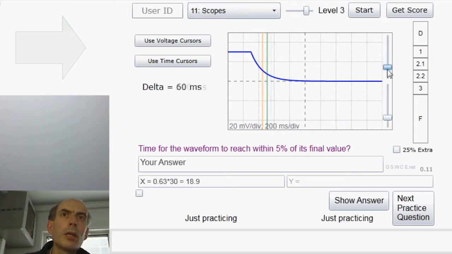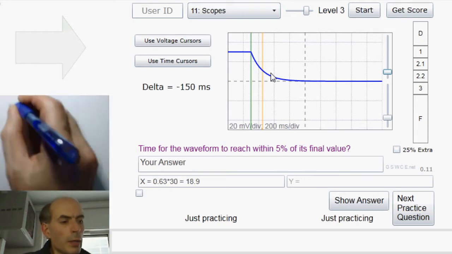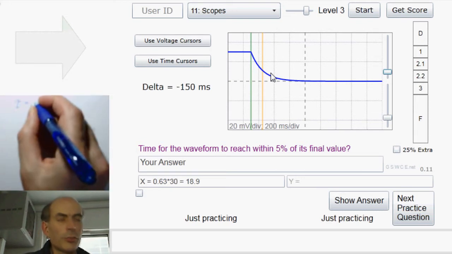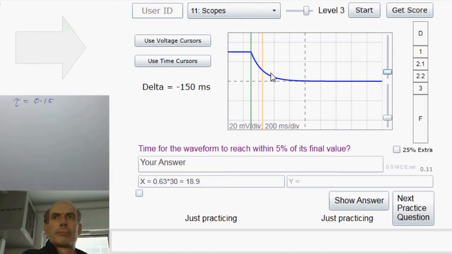And this one is right at the top there. Well, actually, that's pretty much bang on already. That's 150 milliseconds. So I've got a time constant of 150 milliseconds. Let's focus that a bit.